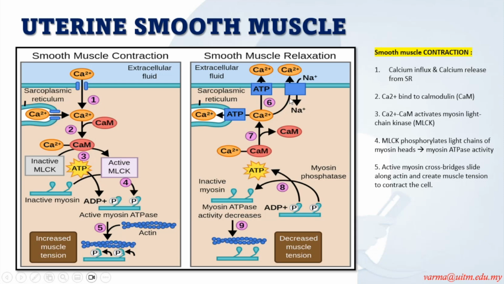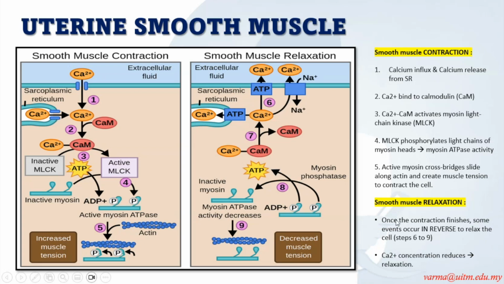Okay, and for relaxation, once the contraction finishes, some events occur in reverse to relax the cell. Basically, the calcium concentration reduces, calcium efflux, and calcium moves intracellularly to the sarcoplasmic reticulum. So there is a decrease in calcium concentration. So the calcium calmodulin complex is broken down, then there is a dephosphorylation of the myosin, and then the muscle contraction ceases. That's in brief.